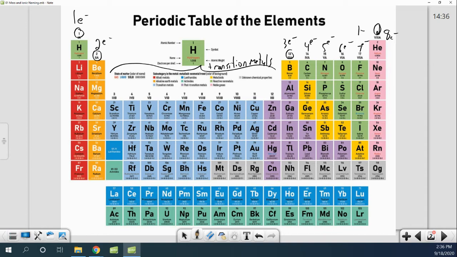6 electrons means I need 2 more, so we'll have a 2 negative charge. 5 electrons means a 3 negative charge. 4 can go either way. So these ones can be kind of tricky to tell what the charge is going to be. Is it going to be a plus 4? Is it going to be a minus 4?